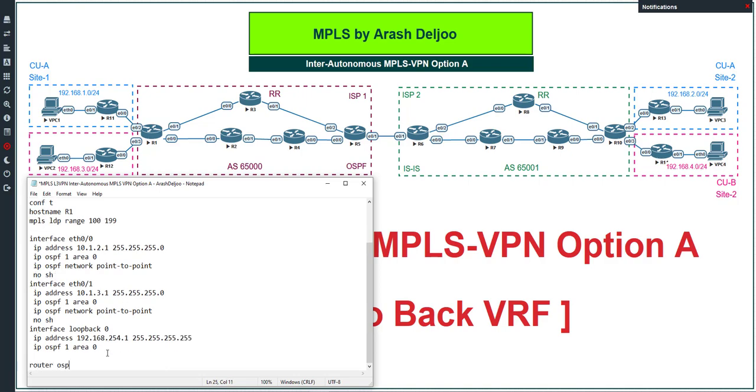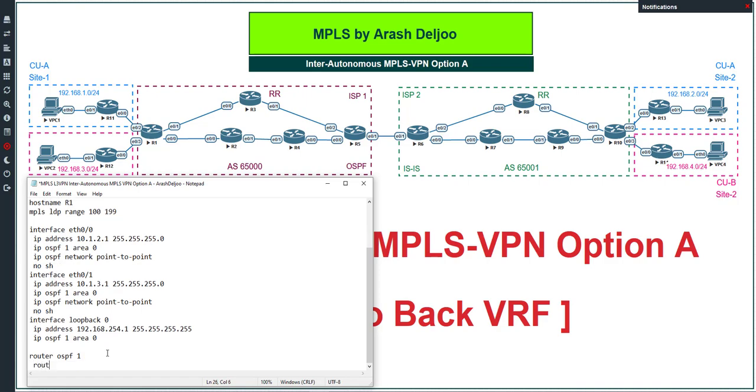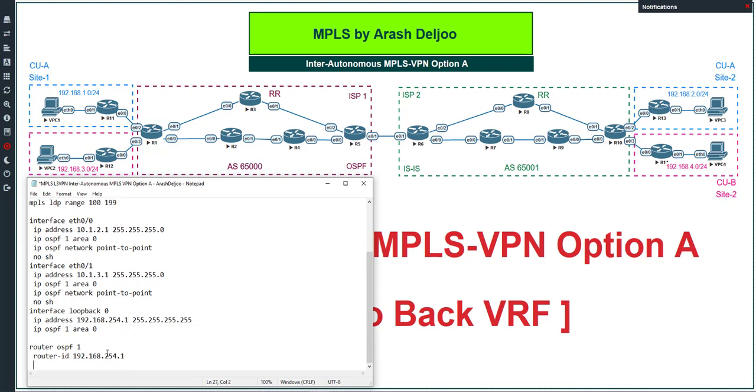Also, if you want, you can use router ospf 1 with the router ID of 192.168.254.1, and let me enable mpls ldp autoconfig on OSPF. This is the IGP and also MPLS configuration.